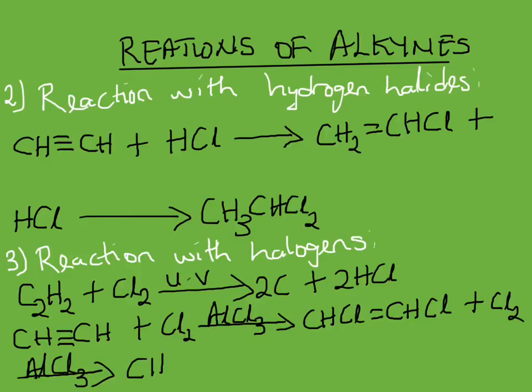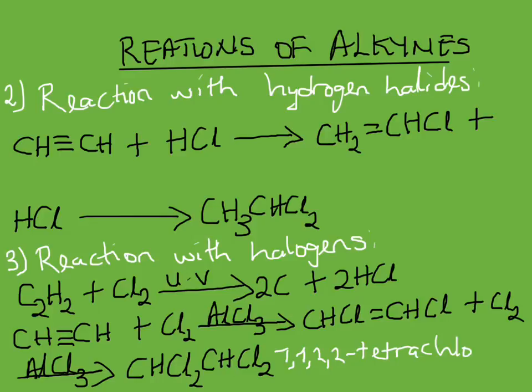Like you can see on your screen, right in the product, you realize changes in the bonds from triple bond in ethyne to double bond in 1,2-dichloroethane, and that 1,2-dichloroethane reacts further with another molecule of chlorine in the presence of an acid catalyst, which is aluminium trichloride, is going to yield us 1,1,2,2-tetrachloroethane.